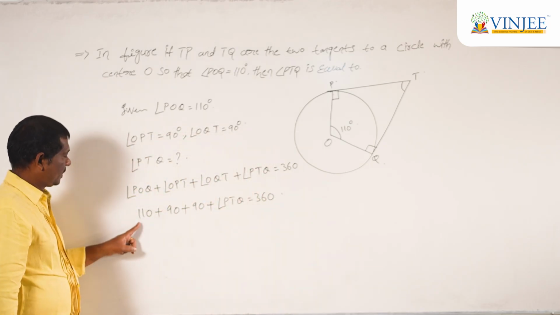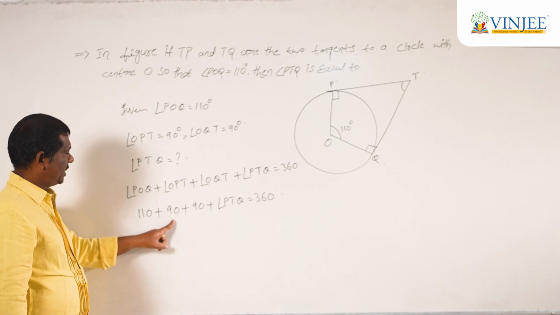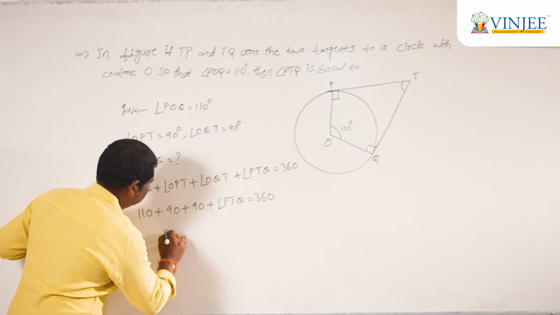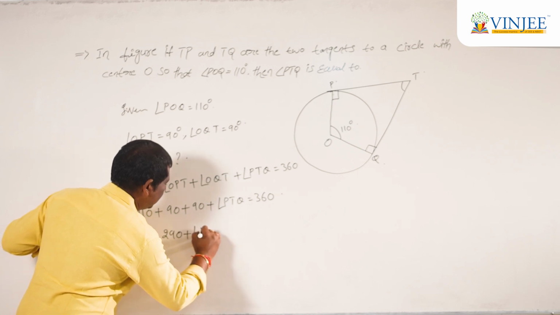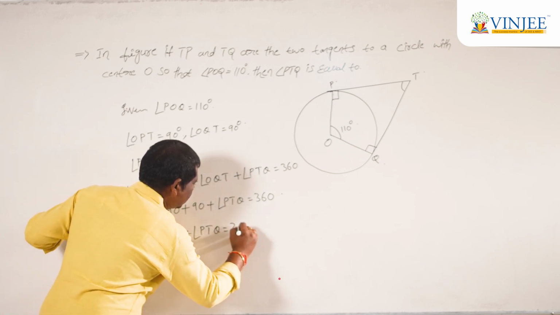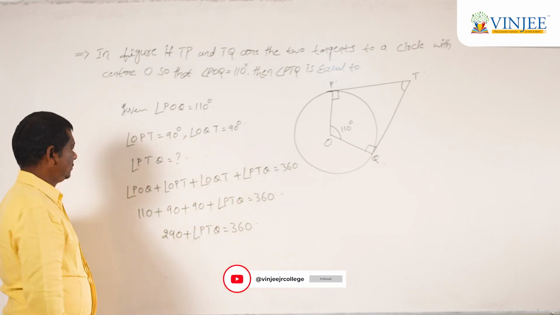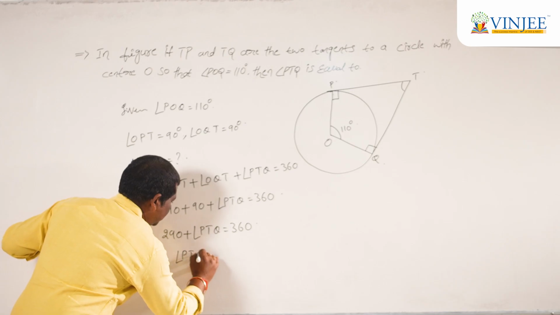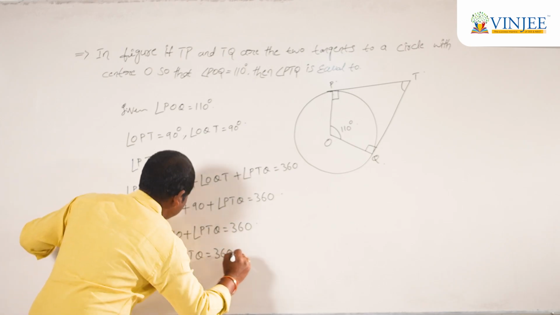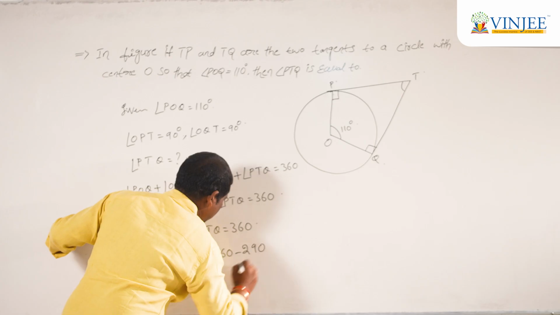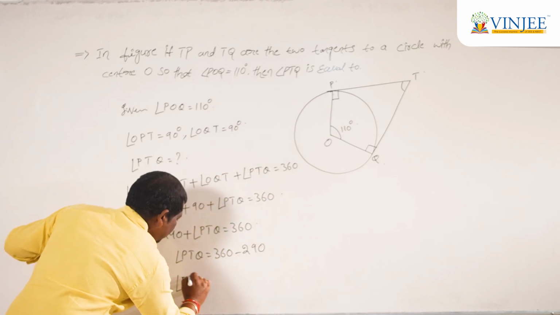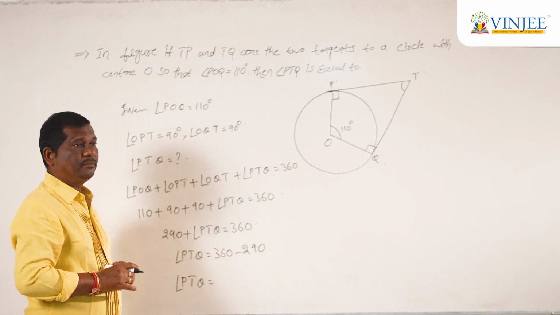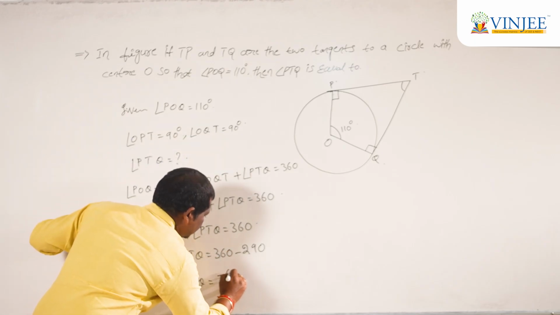This will be 110 plus 90, 200, 200 plus 90, that will be 290, plus angle PTQ, should be equal to 360. Now here angle PTQ should be equal to 360 minus 290. Therefore angle PTQ should be 70 degrees.